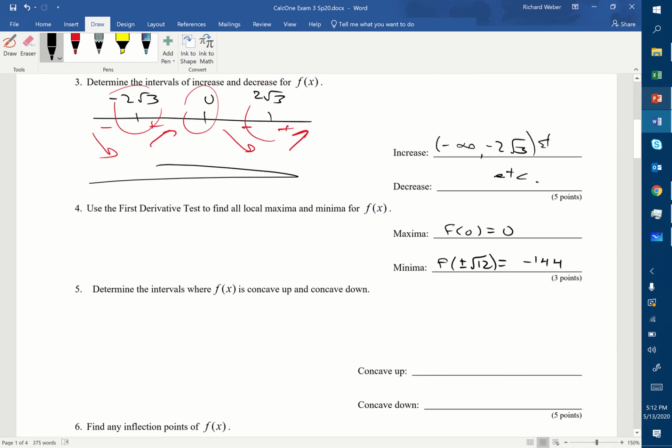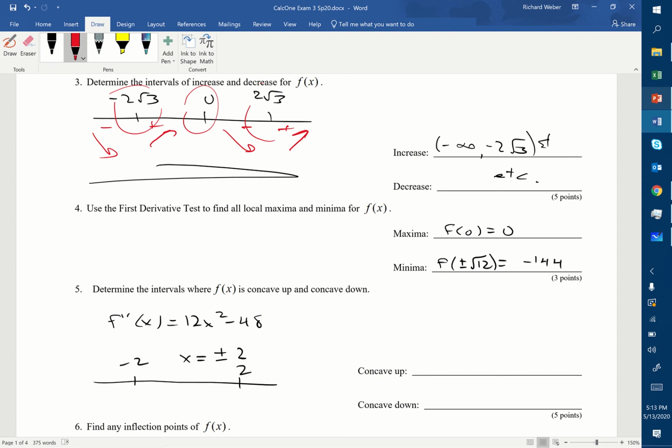For concavity, you take the second derivative and you get f double prime is equal to 12x squared minus 48, which leads to a couple of potential numbers, that is plus and minus 2. When you square root, it's plus and minus, so you mark those guys off, and you test the sign of the second derivative, and it's positive, it's negative, it's positive, so it's concave up, then it's down, then it's up again. So that's what you do. You go concave up, from minus infinity to minus 2, and I'll say etc. again, because you know the drill.